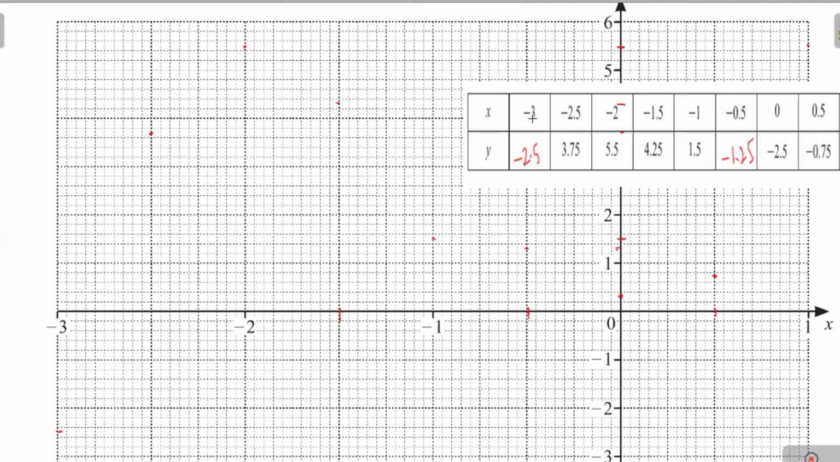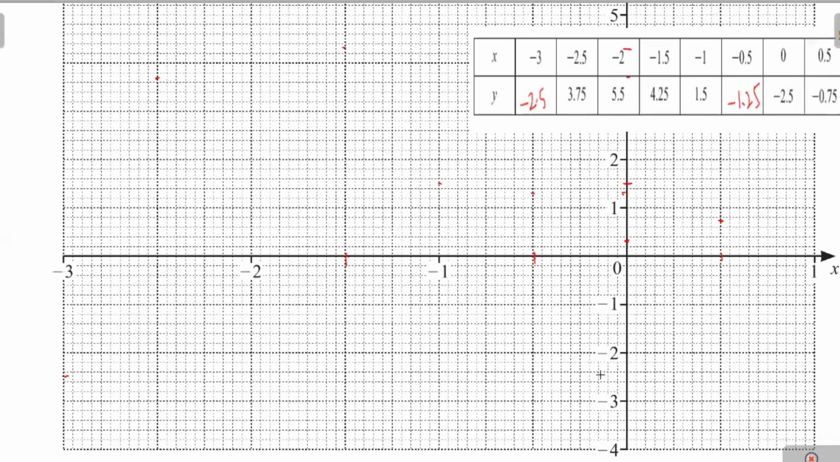You see here the value of x is minus 3, and the value of y is minus 2.5. This is minus 3, and this value here is minus 2, and the middle of minus 2 and minus 3 is minus 2.5. This is the point minus 3, minus 2.5.